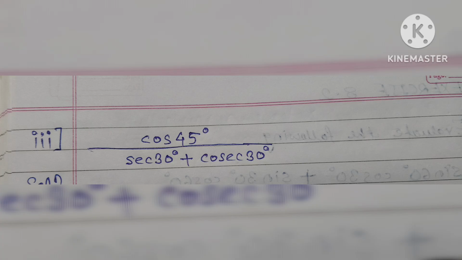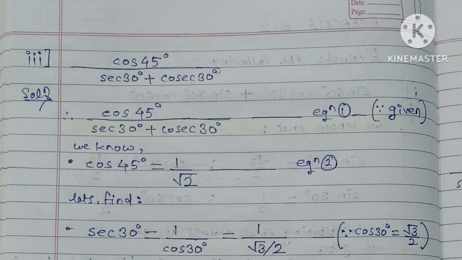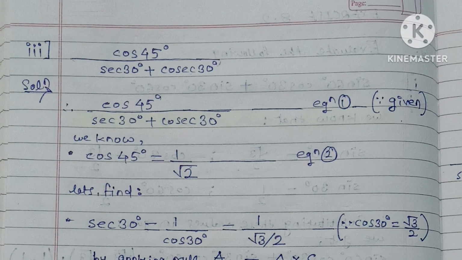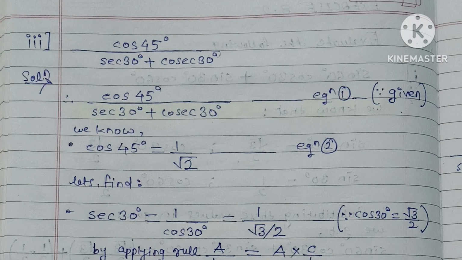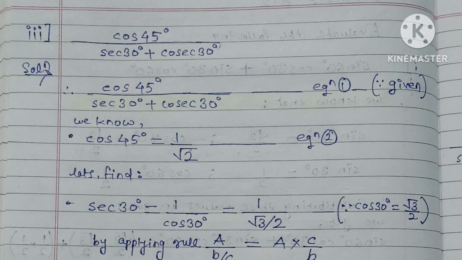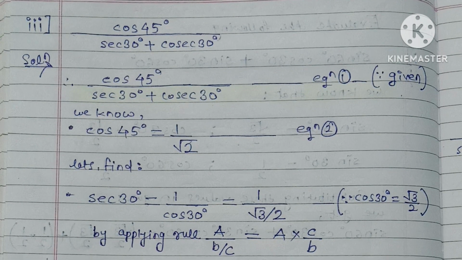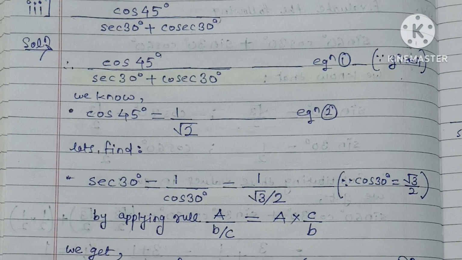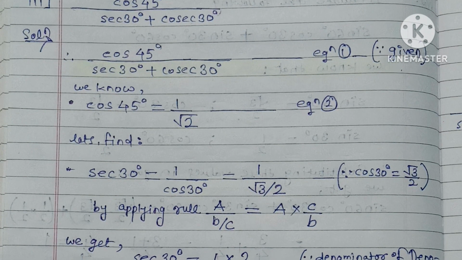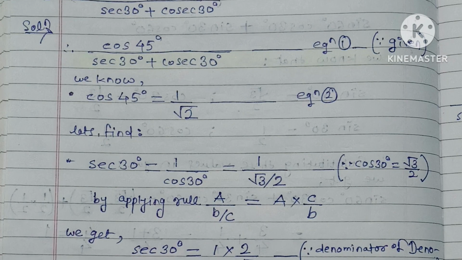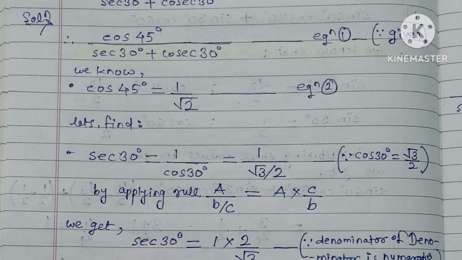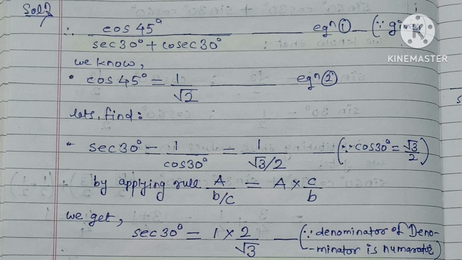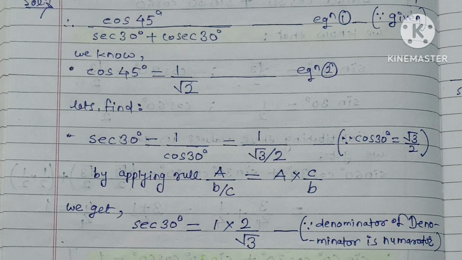So in third question, we have to calculate cos 45 divided by sec 30 plus cosec 30. Now we are making this as equation 1, because we need to find the numerator and denominator values separately. We know cos 45 is 1 upon under root 2, so making it equation 2. Now we know sec 30 is equal to 1 upon cos 30, which is also equal to 1 upon under root 3 by 2, because cos 30 is under root 3 by 2.